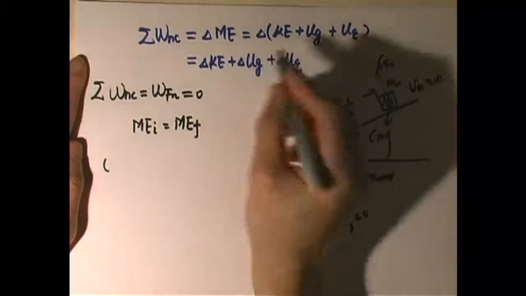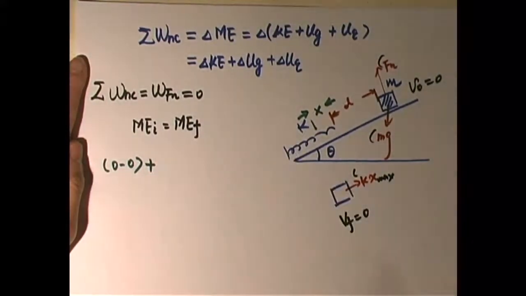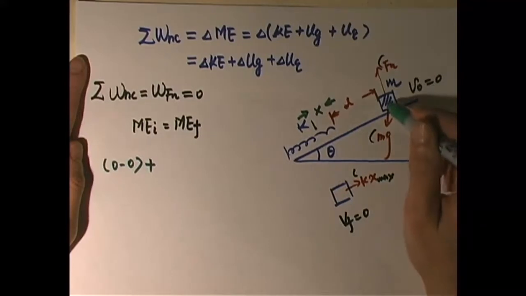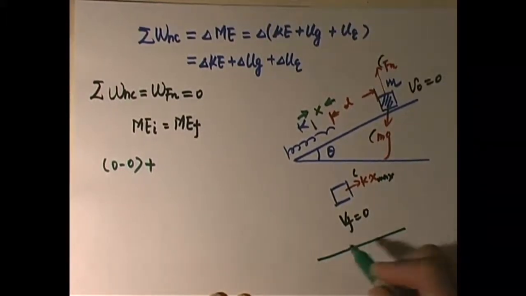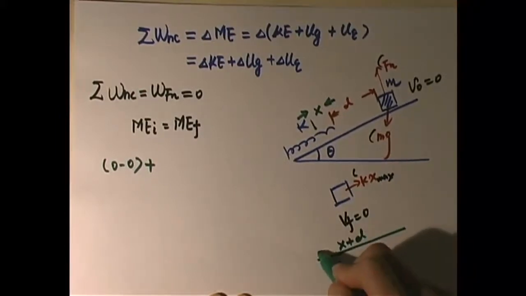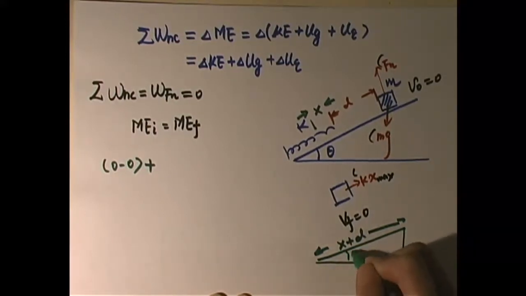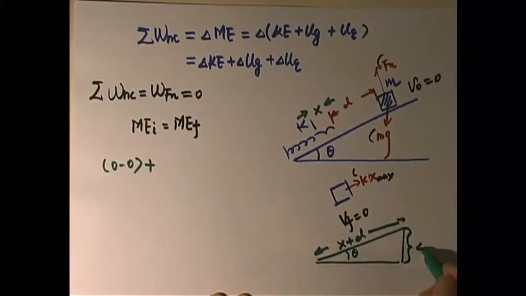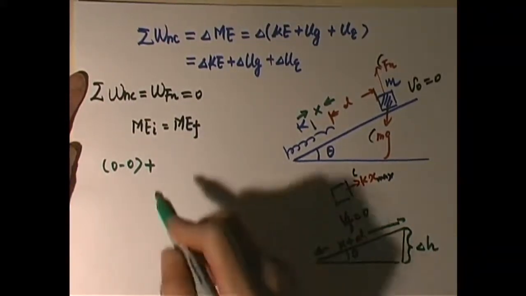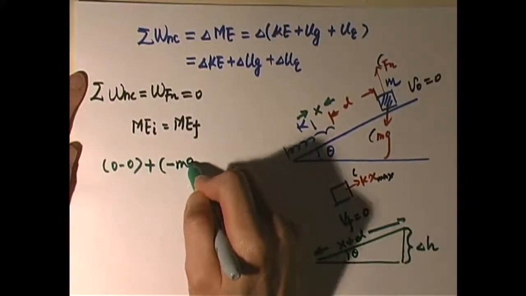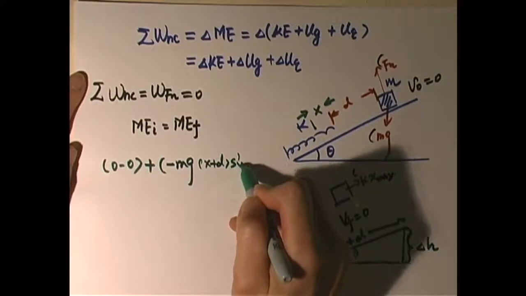So let's take a look. Our delta KE is 0 minus 0 because initial has no speed, final has no speed, plus delta UG. Now delta UG, this is a case that we only need to worry about the initial position and final position. As a matter of fact, the displacement is x plus d along the slope, and the slope has an angle of theta. So how much it dropped actually is delta h. Drops means the change of potential energy is negative because it gets lower. So the second term is simply negative mg times this delta h. This delta h obviously is (x plus d) sine theta.